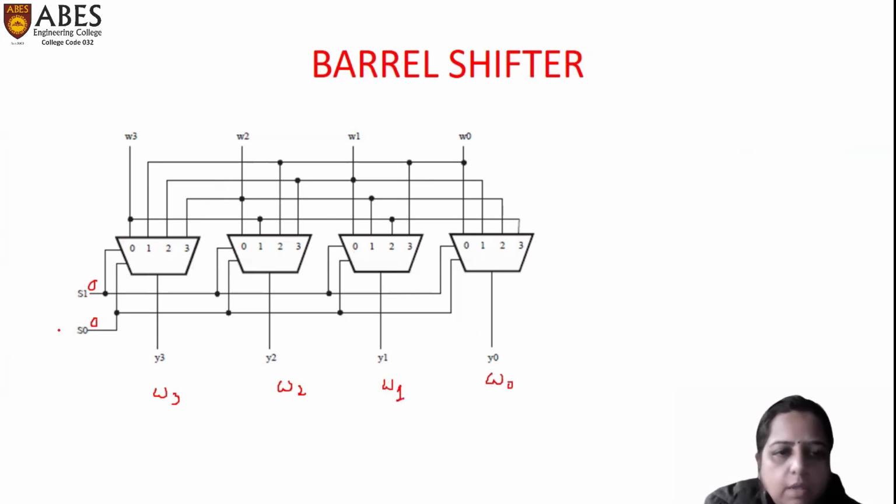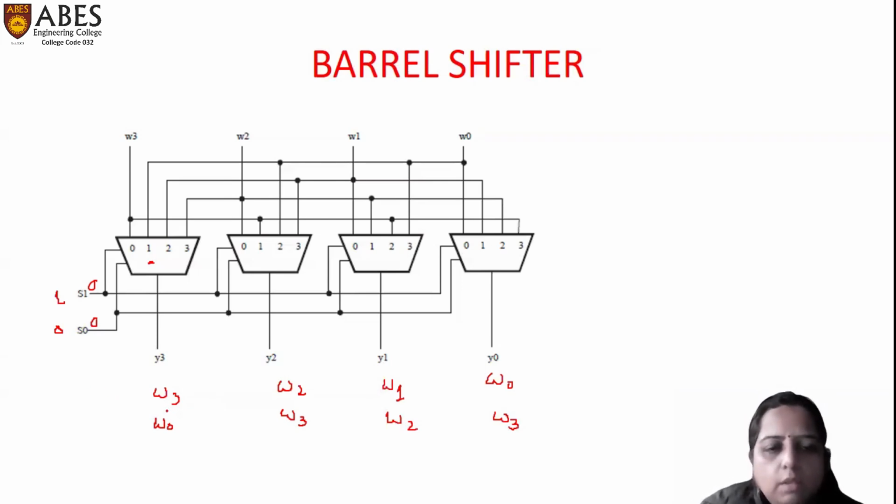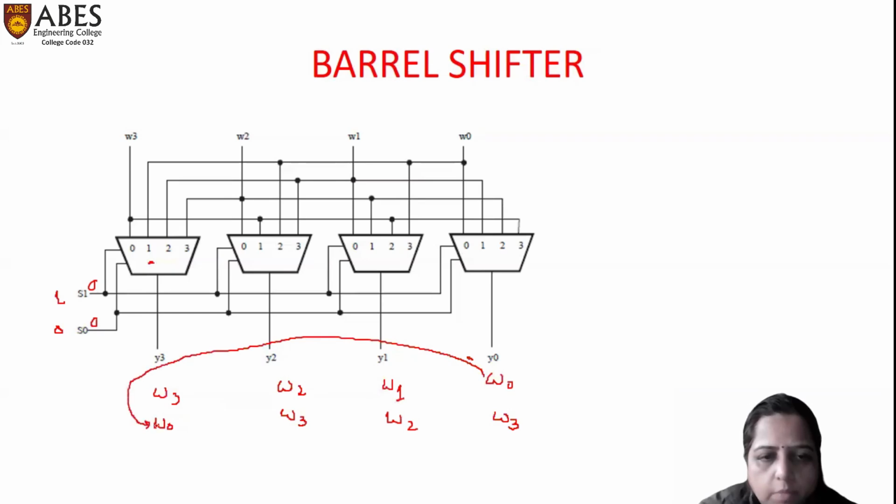Now, if the selection line is 0, 1, then in that case, input 1 will be selected and it is connected to W0. So here we will have W0. For the second case, it is connected to W3. Y1 is connected to W2 and the last Y0 is connected to W3. So here we can see there is a cyclic shift of the outputs. W3, W2, W1, W0. Now this W0 is shifted to the first position with the help of this barrel shifter.